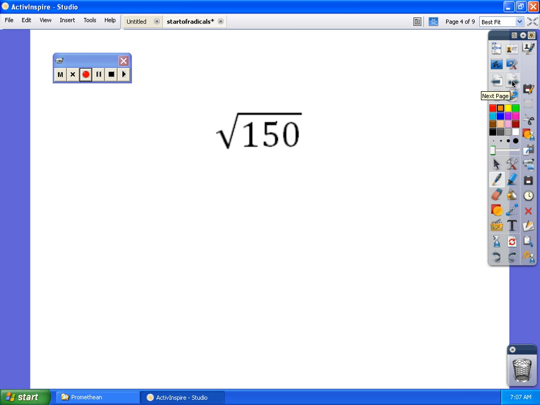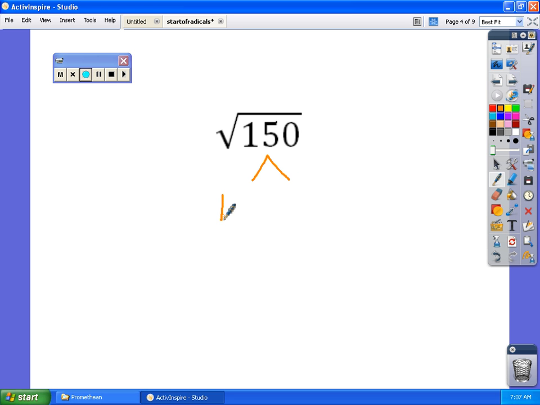Okay, I'm going to give you a couple seconds to start this one to see if you have figured it out. Okay? If you're still not ready, you can hit pause.